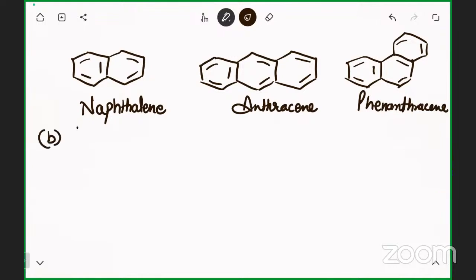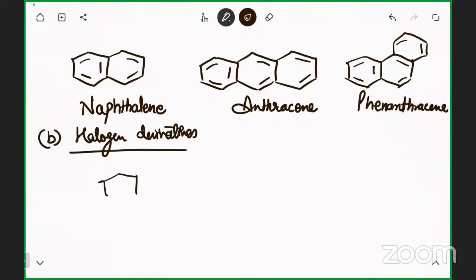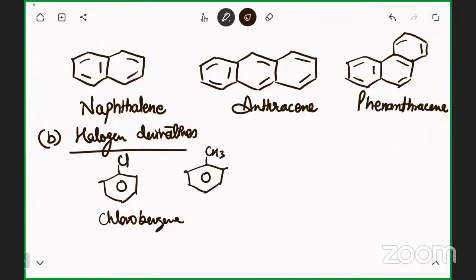The second category is halogen derivatives. Hydrocarbons finished, then halogen derivatives. If I go for the halogen derivative, benzene, and above it we have Cl. You'll first write the name of Cl. Cl is known as chloro, then benzene. Easy?